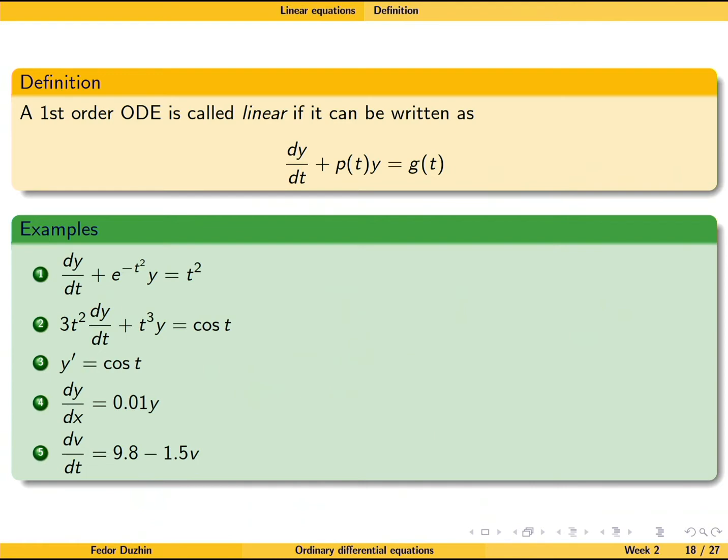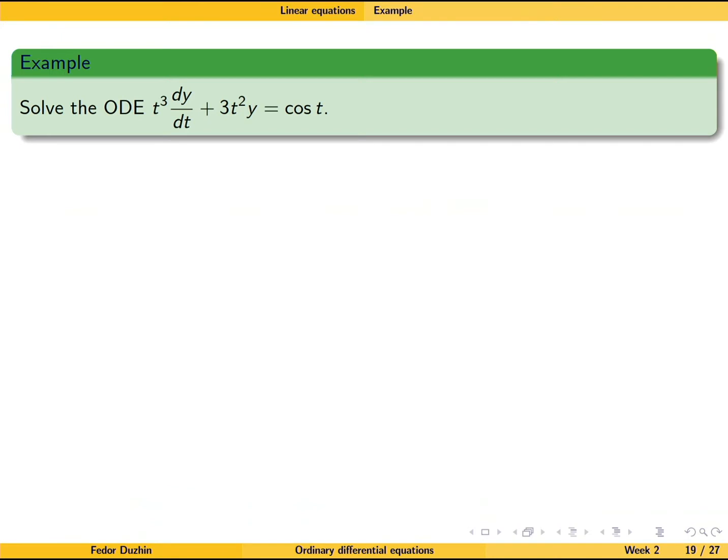Notice that some of these equations are also separable. So how do we solve linear differential equations? Let me go through an example, the first example.